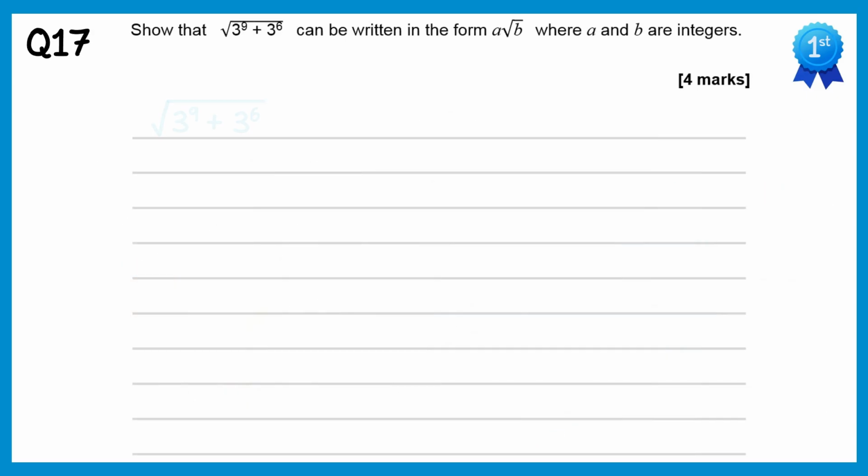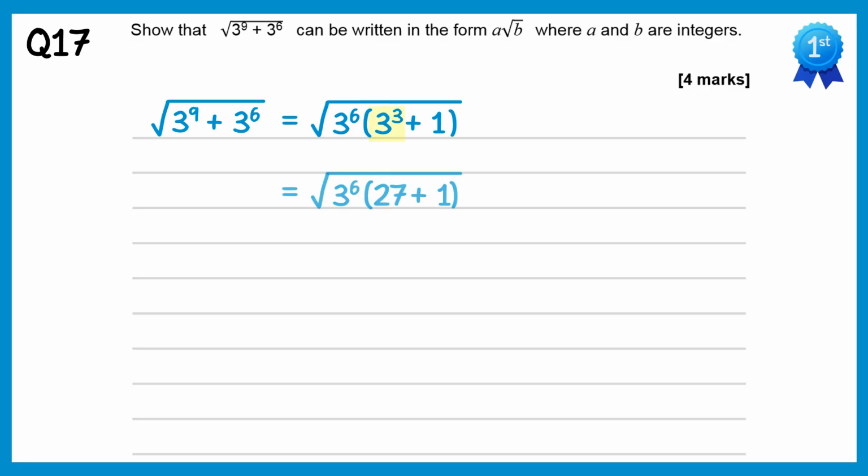In this question we have the square root of 3 to the 9 plus 3 to the 6. I would write this out again but factorise inside the square root by taking out 3 to the 6. Inside your bracket you'd then get 3 cubed plus 1. If we look at 3 cubed, we know what that is. That's 27, so write it out again, but change the 3 cubed to 27. And then 27 add 1 is just 28. So now it looks like this.